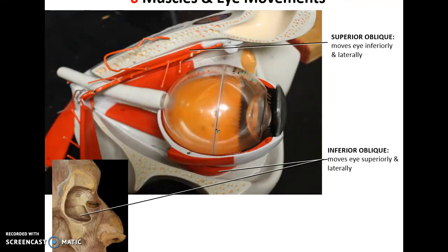Then we also have the 2 obliques. The superior oblique, which comes from the back of the orbit, makes a U-turn and then attaches to the posterior side of the eyeball, and the inferior oblique, which has its origin in the front of the orbit, inserts into the posterior side of the eyeball. The superior oblique moves the eye inferiorly, plus a little laterally, and the inferior oblique moves the eyeball superiorly, plus a little bit laterally. Don't let that confuse you.